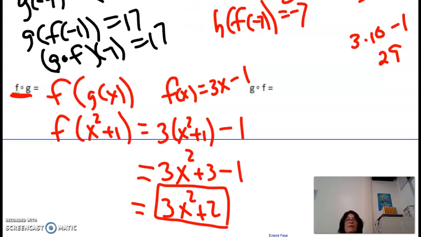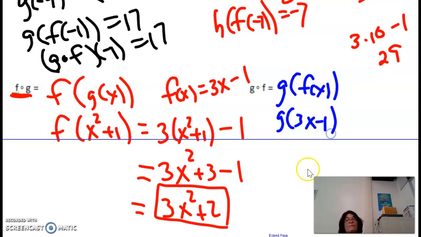Other way around is different. This is not commutative. F of g doesn't equal g of f all the time. Okay, it might, but it doesn't always. G of f, see, that's g of f of x. Well, we already saw what the f function was. It's 3x minus 1. So I want g of 3x minus 1.